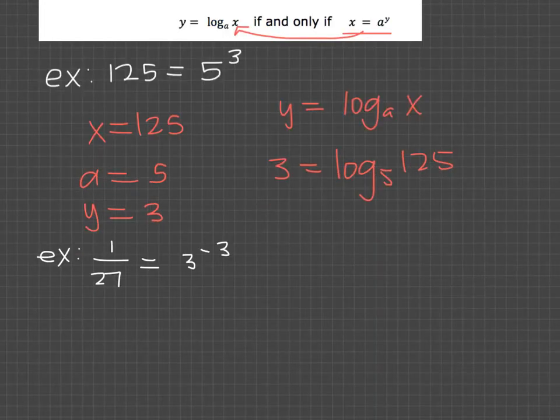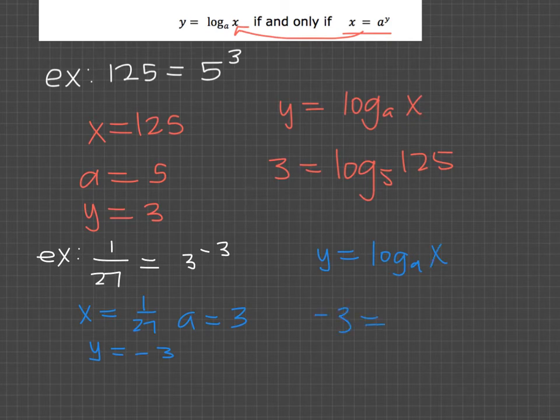Okay, let's look at another example. This one and the previous one are like number 2 from the assignment. So we want to identify what the different pieces are. x is equal to 1/27. a is the base of 3, and y is the exponent of -3. So rewriting it in log form, we get -3 equals log base 3 of 1/27.